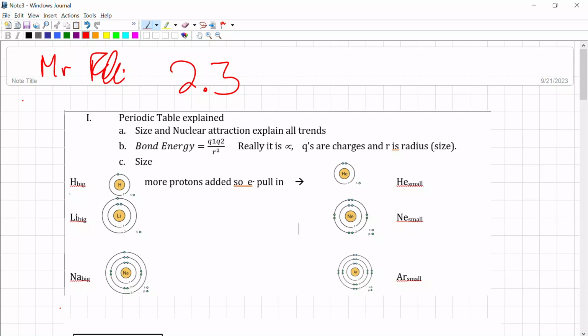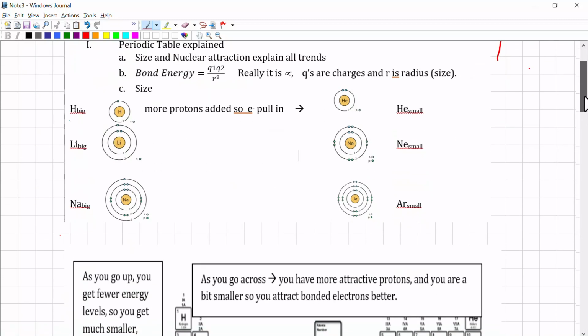2.3. We're going to talk about trends and explain the trends. So let's go ahead and hop into them, all right? All right, sounds good to me.